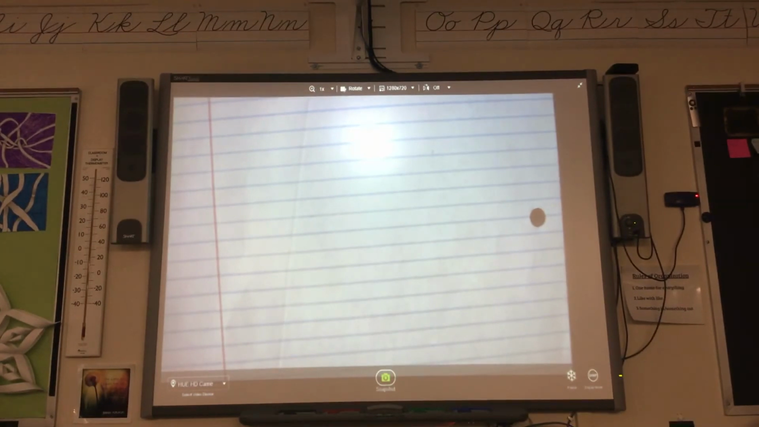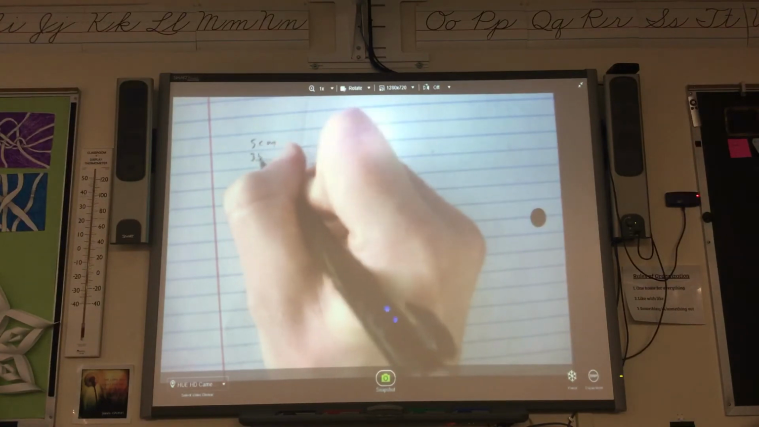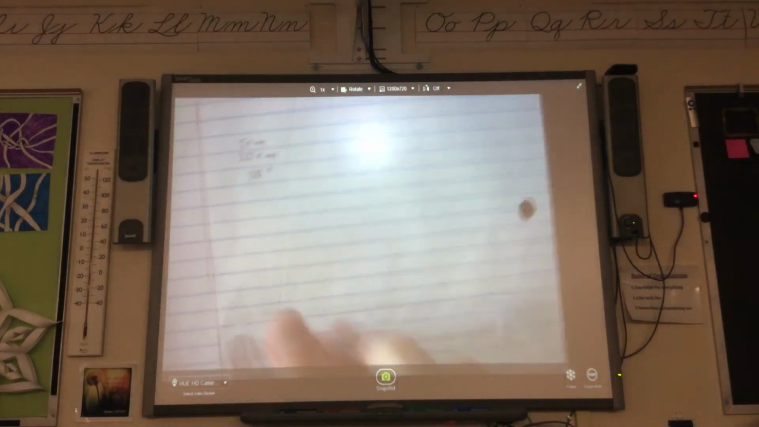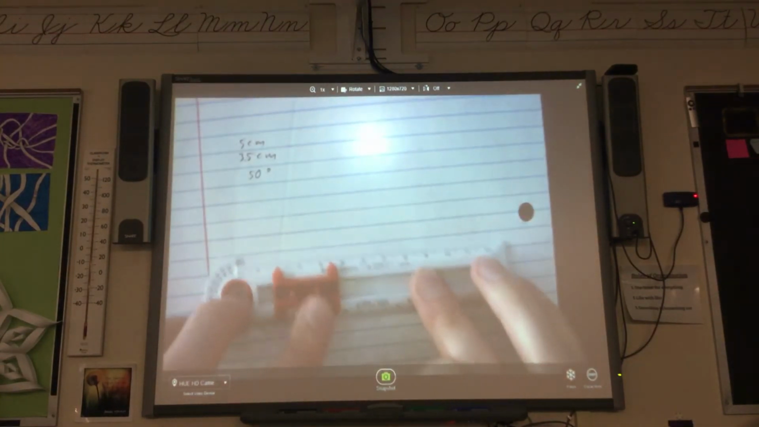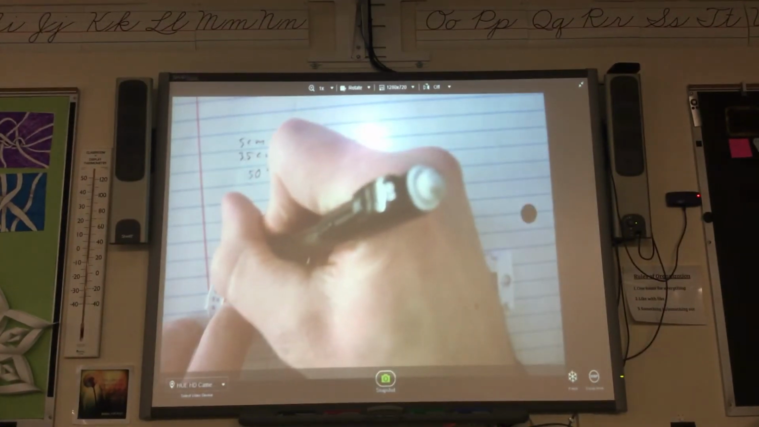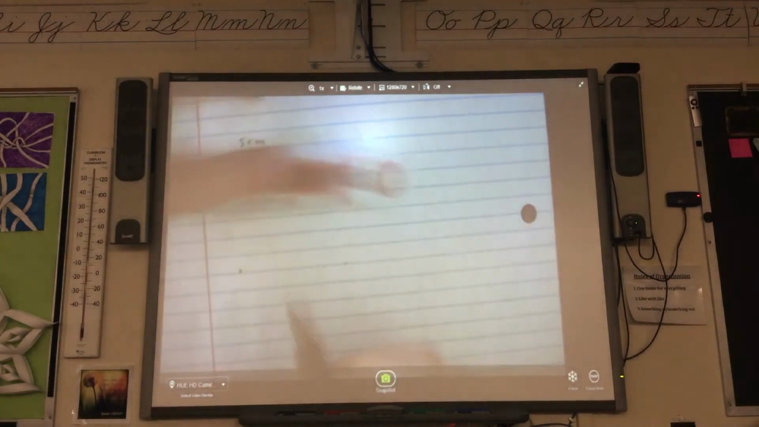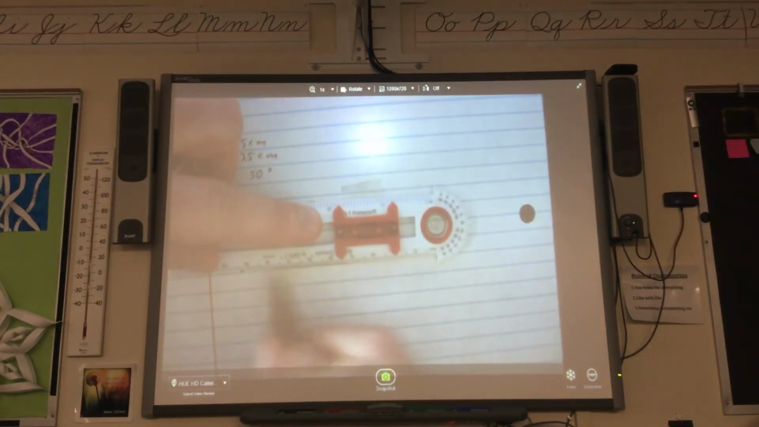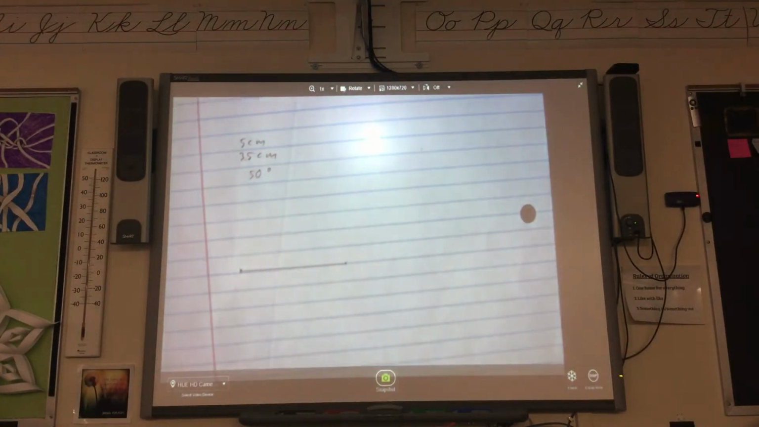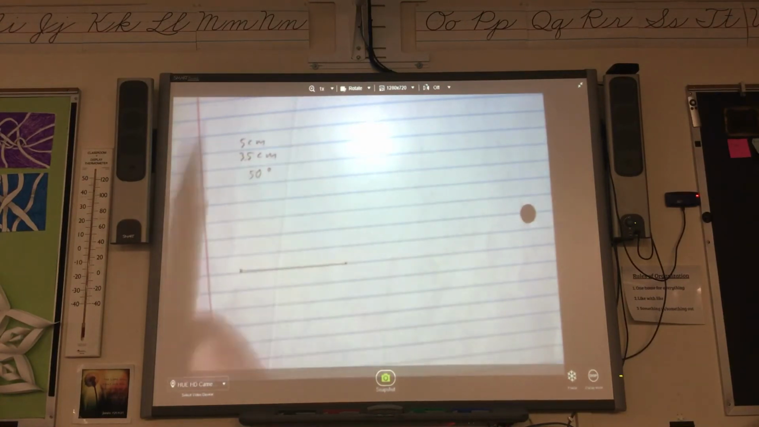So it says X, Y, Z, you've got 5 centimeters, 3.5 centimeters, and then 50 degrees. I'm going to start off, I'll make this a little bit lower, 5 centimeters. So I can make my 5 centimeters here. Can I draw my other line yet? Can I draw the 3.5? If I draw this 3.5, can I guarantee that my other angle measure is going to be 50?